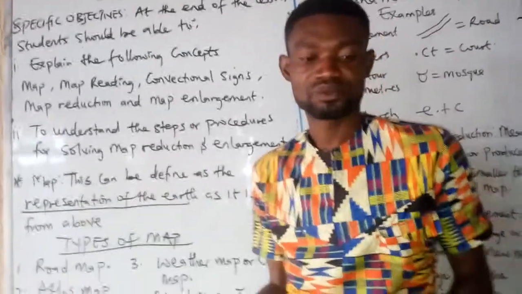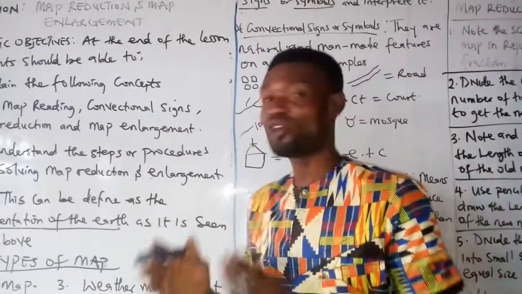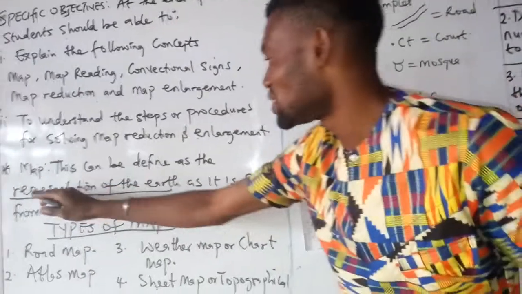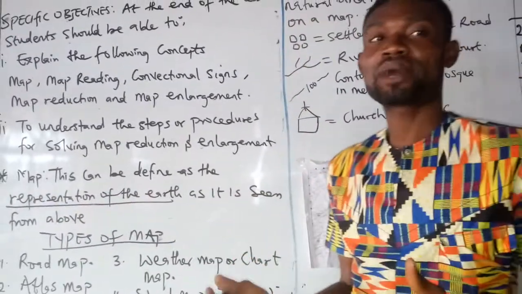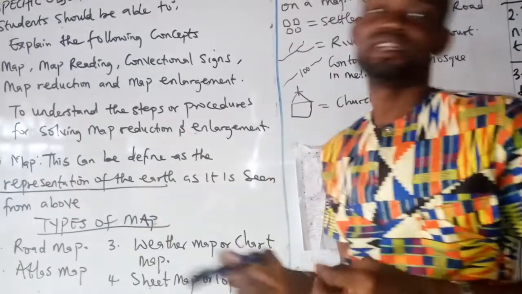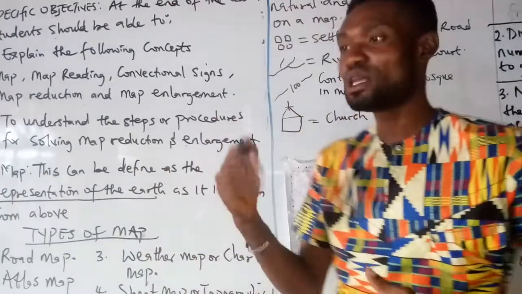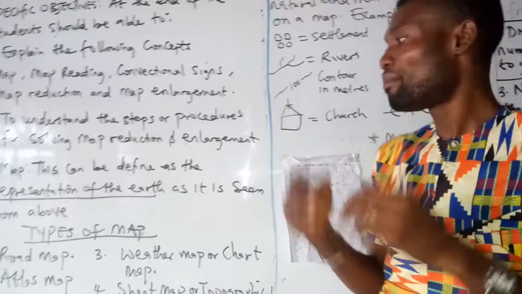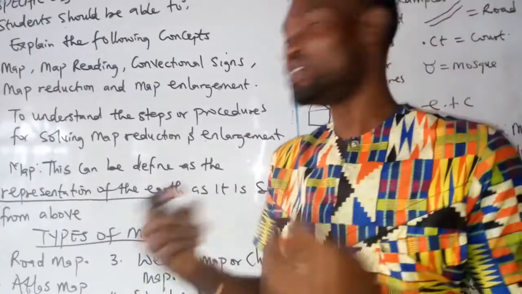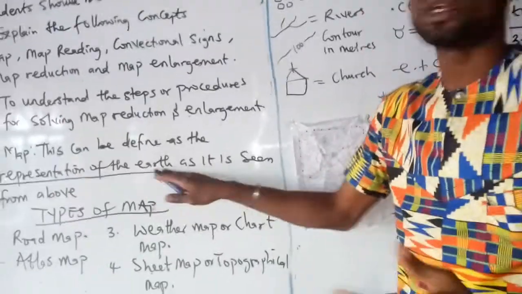Now, what is a map? A map can be defined as the representation of the earth as it is seen from above. The underlying word there is representation. It also means that a map can be a representation of a village, a local government, or a state, like Anambra State, Imo, Ebonyi, and so on. Or a map can also be a representation of Nigeria, a continent, or the earth.